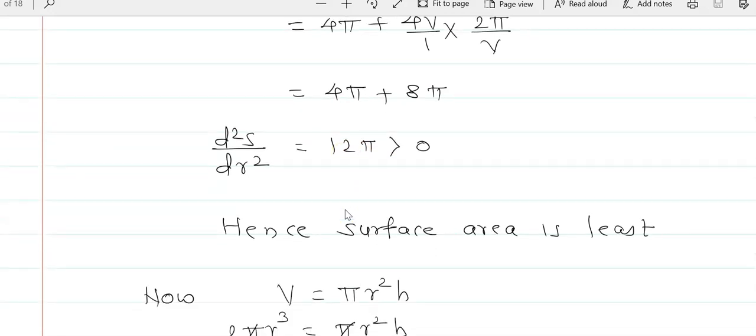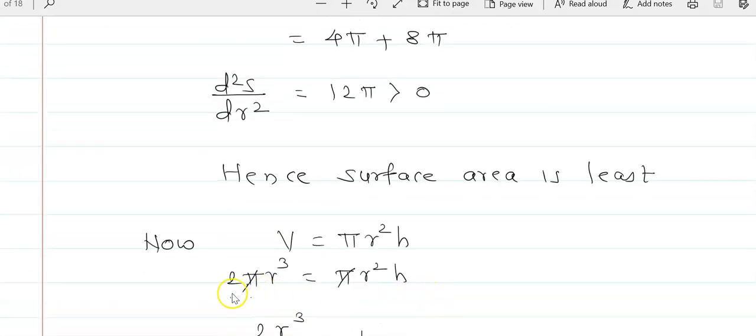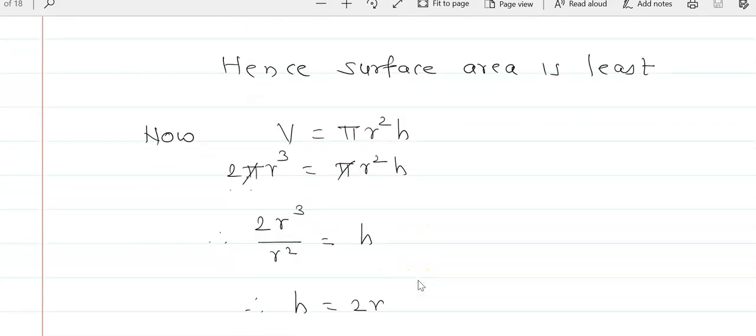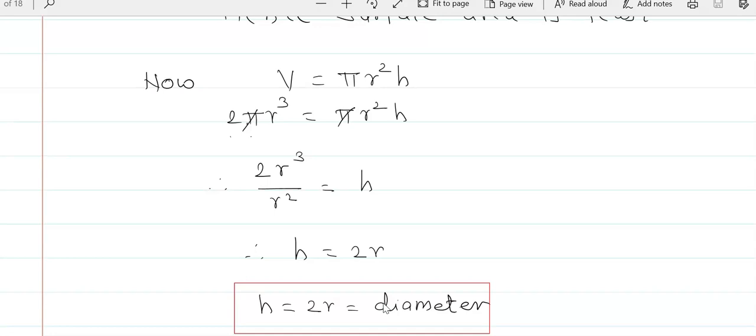And therefore, v is equal to 4 pi r square into h. And if we substitute its value, what about its volume? Volume is 2 pi r cube, and that is equal to 4 pi r square into h. And after the calculation, you will get h is equal to 2r. That is nothing but the diameter. That's why when the surface area is the least, then the height of that cylinder is equal to the diameter.